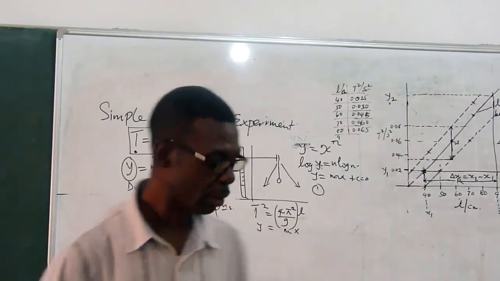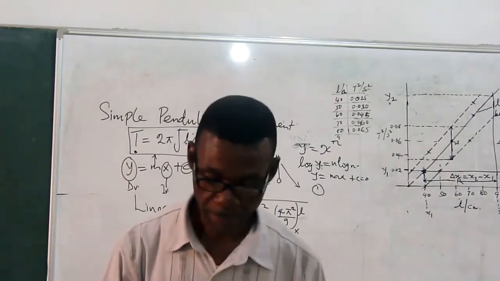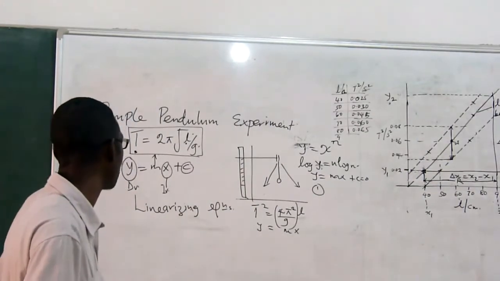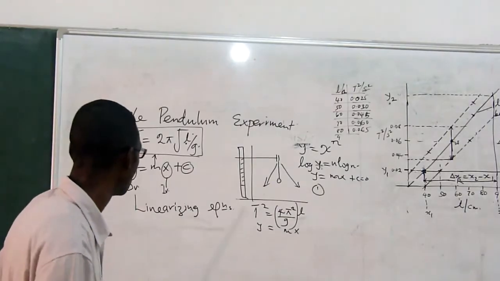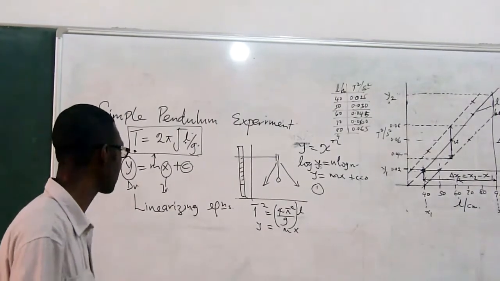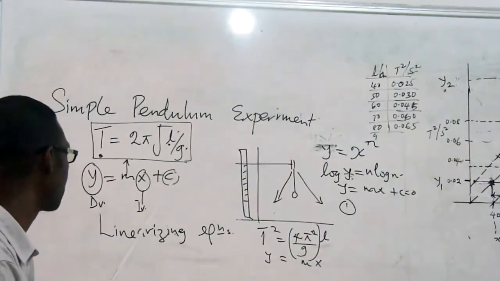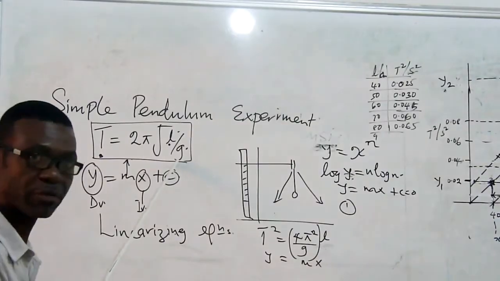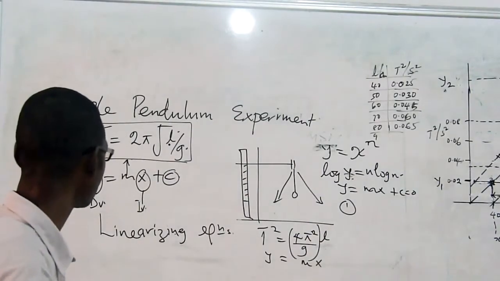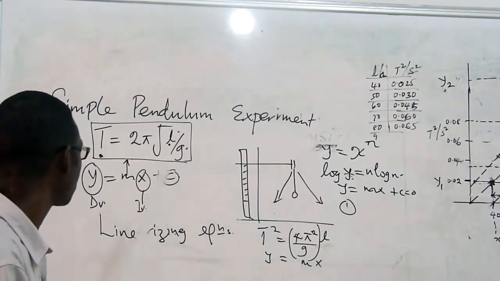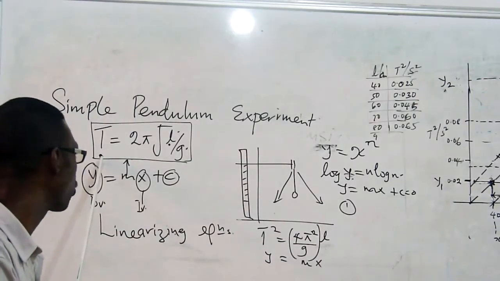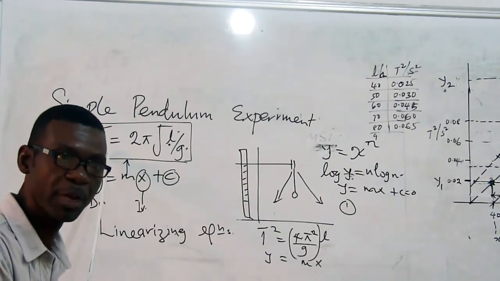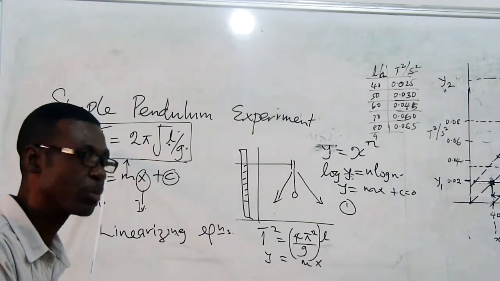Okay, so now one thing we have to talk about is, let us look at the example here. I want to take the example of the simple pendulum experiment. In simple pendulum experiments, like I said, our aim is to determine g, that is acceleration due to gravity. Acceleration due to gravity is our major. But this equation is the equation that gives us the period of oscillation of the simple pendulum.